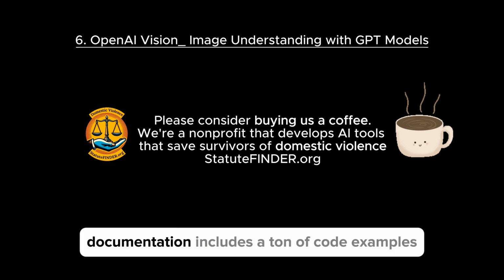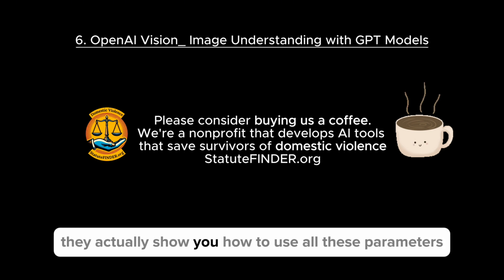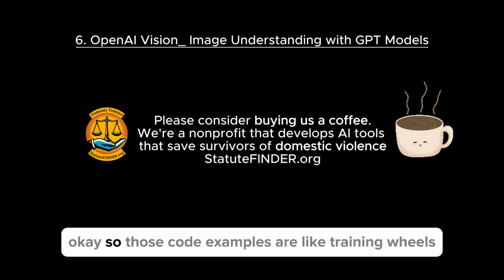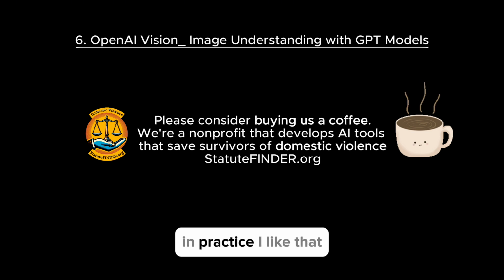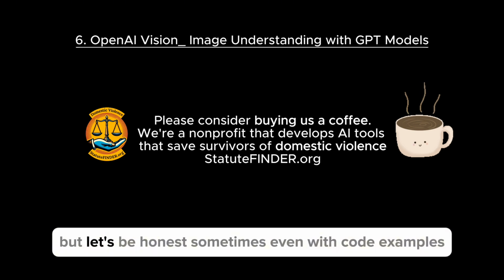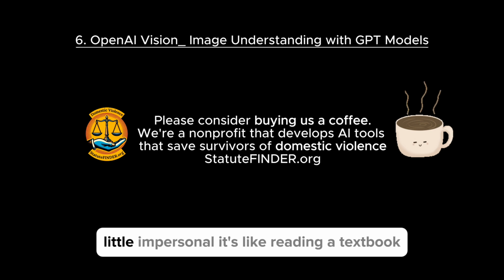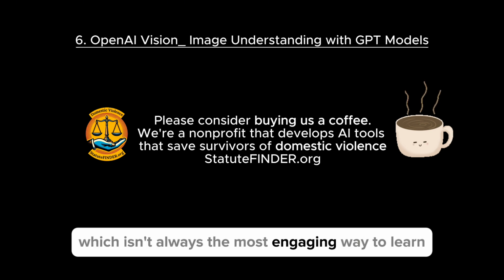That's why the OpenAI documentation includes a ton of code examples. They actually show you how to use all these parameters and functions in real-world scenarios. You're not just reading about it, you're seeing it in action. Okay, so those code examples are like training wheels, helping us see how all those parameters work in practice. I like that. But let's be honest. Sometimes, even with code examples, reading documentation can feel a little dry, a little impersonal. It's like reading a textbook, which isn't always the most engaging way to learn.